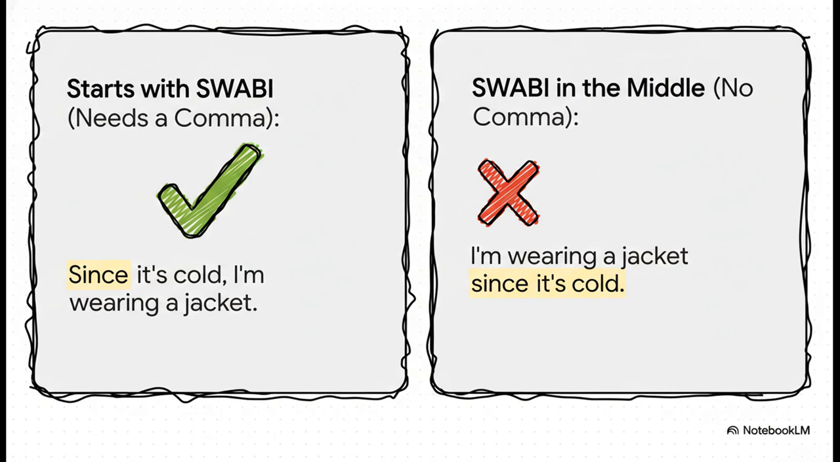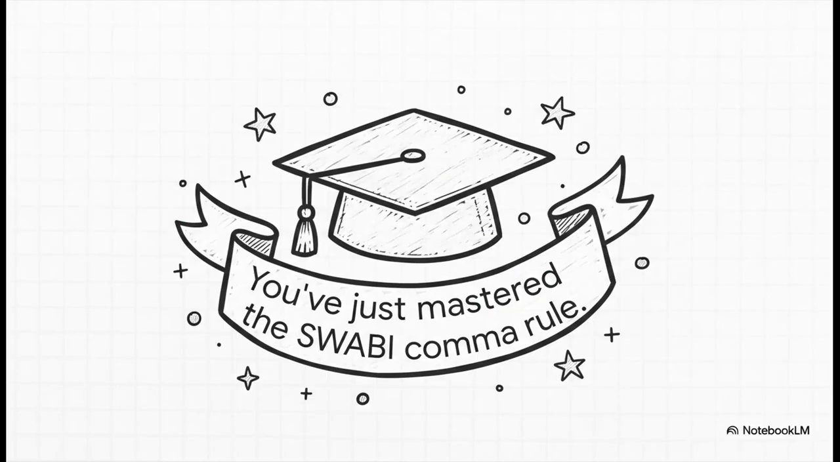If your sentence starts with a SWABI word, you put a comma after that first part of the sentence. So for example, since it's cold, comma. But if that SWABI word is in the middle connecting the two ideas, you don't need a comma at all. That's it. That is the whole rule. I'm serious. That's it. Just take a second and let that sink in. You have just learned a grammar rule that is going to serve you for the rest of your writing life. It's such a fantastic skill to have in your back pocket.